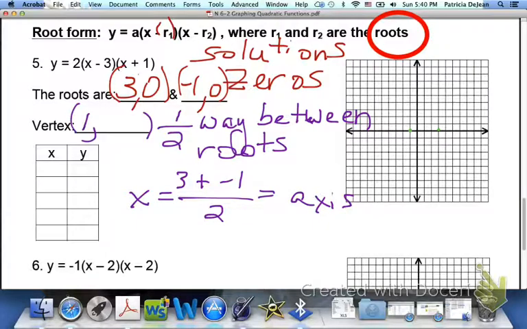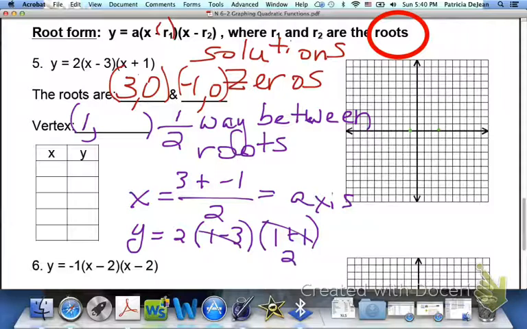Okay? Now, once we know that, it's very easy to get y. We put it back in our function. So y is equal to, we're given this right here, 2 times 1 minus 3 times 1 plus 1. We put the x value in. This is 2. This is negative 2. 2 times negative 2 times 2 is negative 8. So we have a vertex. Now we know 3 points. We know 2 roots and a vertex.